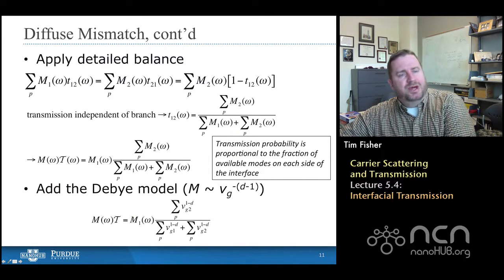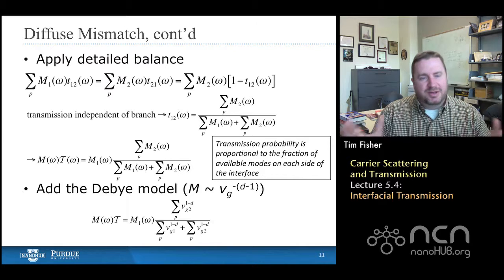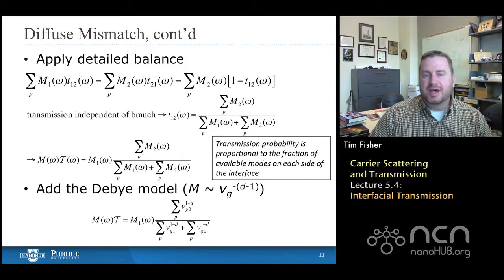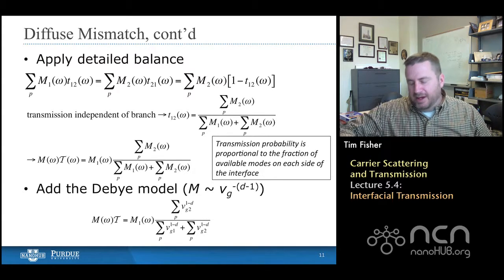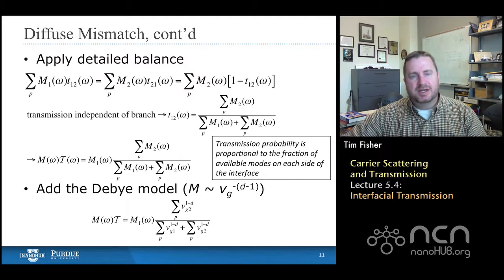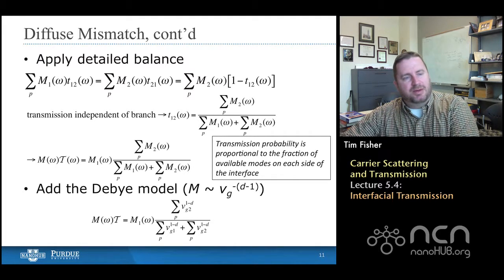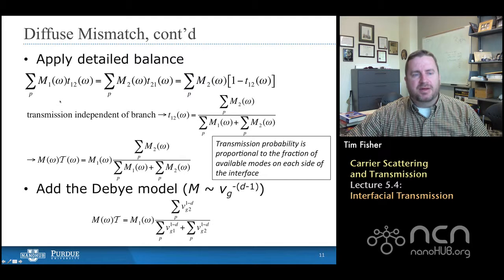Continuing on with this diffuse mismatch model, we'll apply detailed balance. That still applies here. In other words, regardless of what's happening with these transmission functions, when the temperatures of the two reservoirs are the same, we have to have zero heat flow. So we apply detailed balance, but now we're mixing up all of the modes, all of the branches, and so we're putting these summations onto our statement of detailed balance. I think it's important for you to appreciate why we're doing that. It's because all these modes are potentially being mixed up together, and ultimately what we want to do is just conserve energy.